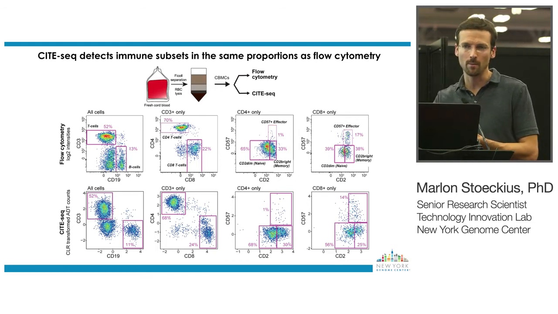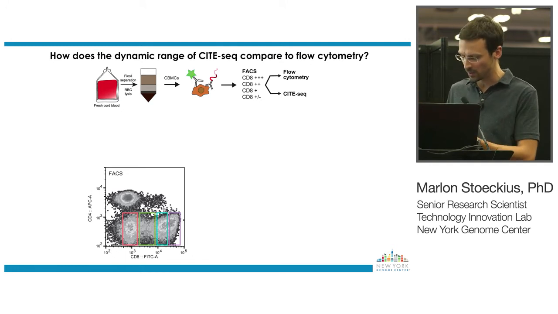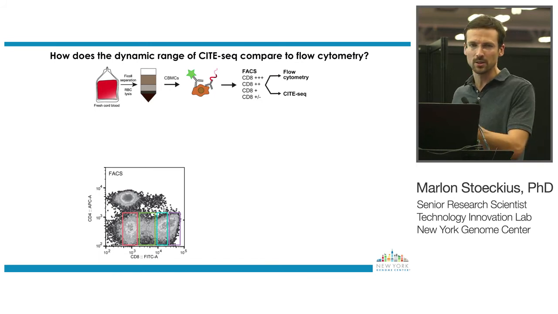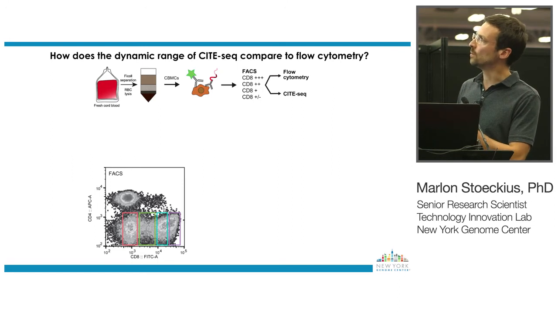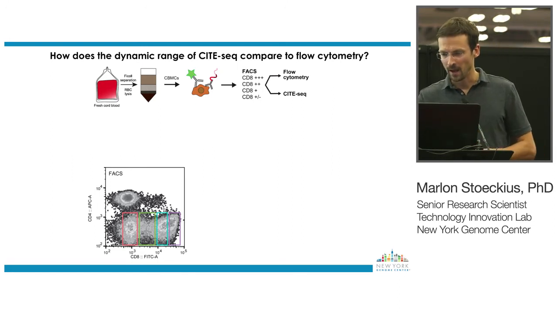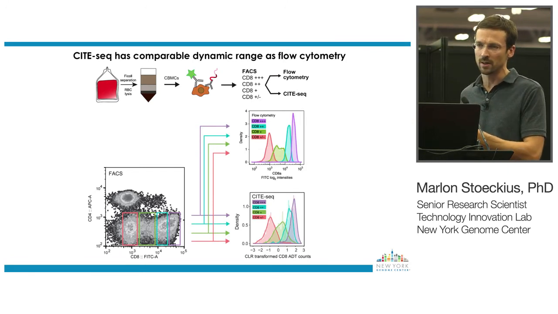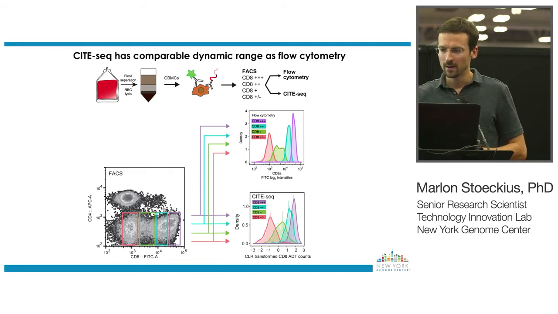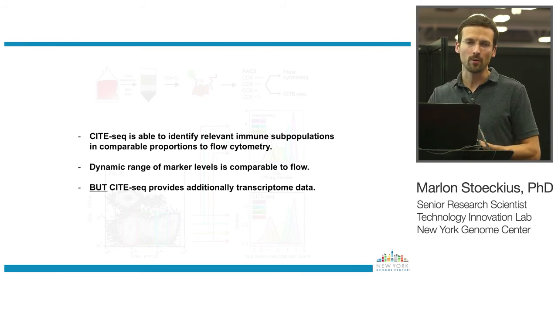Of course, now how do the marker levels within one marker compare? For this, we use CD8 again as a model, which, as I said before, is expressed in a large dynamic range in the immune system. We sorted different bins of CD8 and passed them once to flow and once to CITE-seq. And you see again the relative proportions are very similar between flow cytometry and CITE-seq. So this allows us to summarize that it gives you very comparable profiles to flow cytometry, and the dynamic range is also very similar.